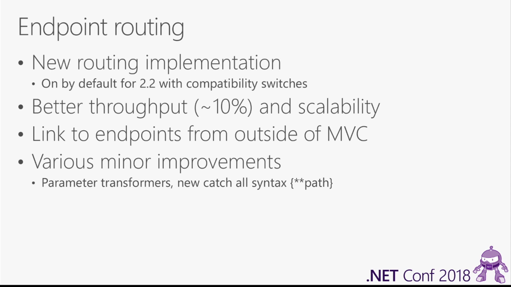It also includes a bunch of other minor improvements. It has a feature called parameter transformers, which lets you transform route values. So if you want your action names to be snake cased, you can do that. We also added a new catch-all syntax with two stars, which will encode everything that gets captured except for the slashes so that you can more easily round-trip URI paths that contain slashes.